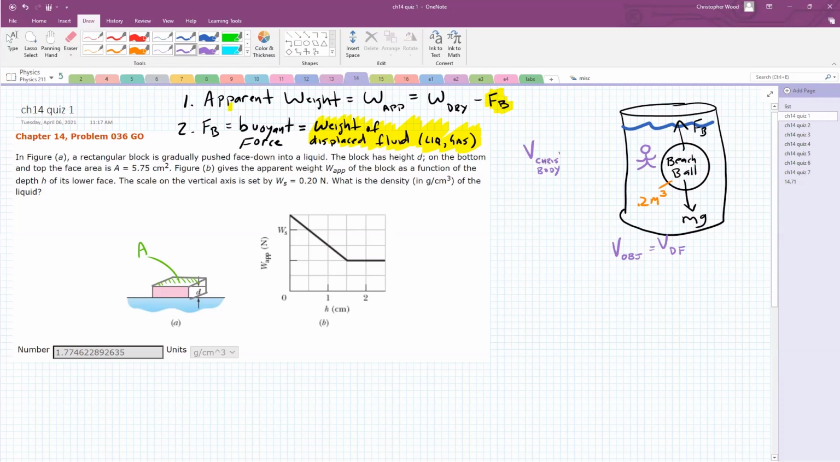The volume of my body is the volume of the fluid that I displace. So if I know my body's volume, and I know my body's mass, the mass of Chris's body, which is easy enough to find, then I can figure out density. Density is mass divided by volume. So if I know my mass and my volume, I'm going to come up with a density, like, I don't know, 10 kilograms per cubic meter.